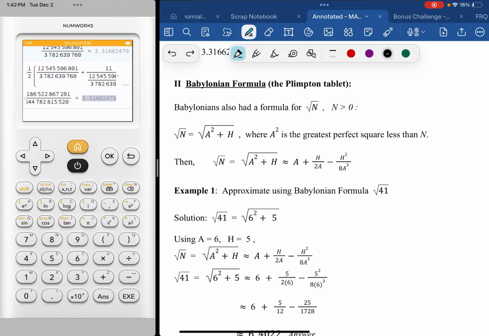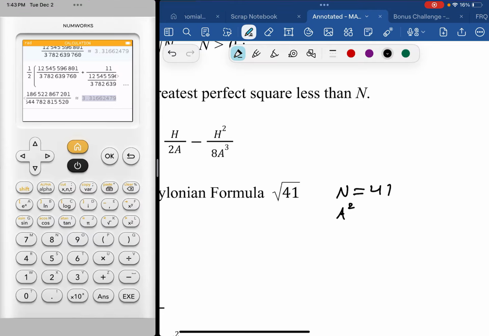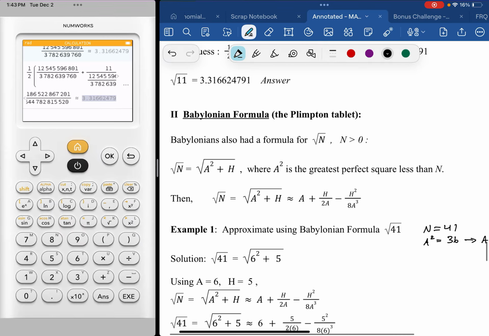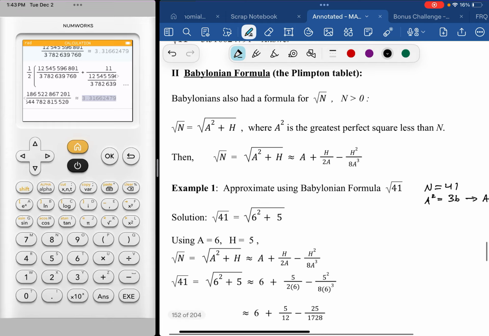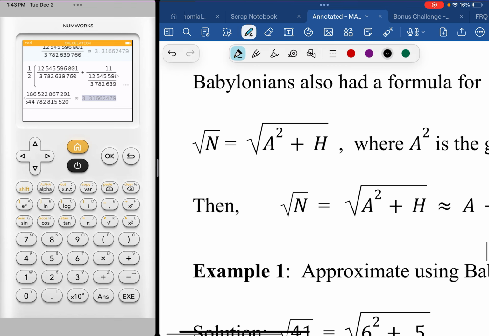But this is, again, telling us to find a perfect square that's less than whatever the n value is. All right, so my n would be 41. Right, my a squared value would be 36, which means that the a value is equal to 6, and h, where did they put the definition? H, well, I don't think they wrote the definition, but it's the distance between whatever the n value is and the a squared value.